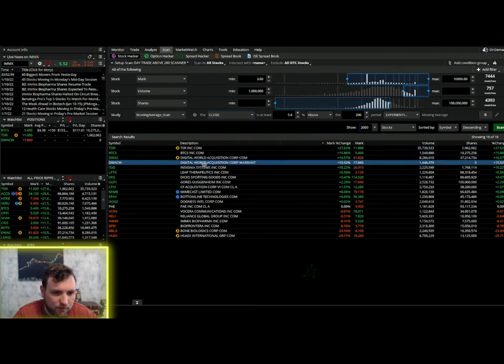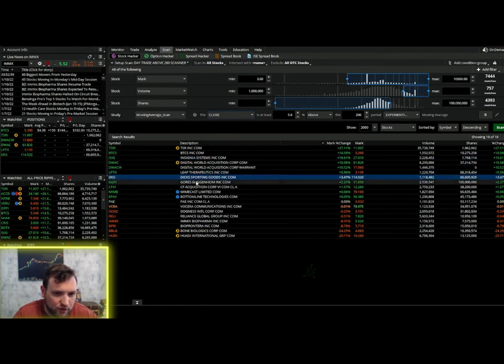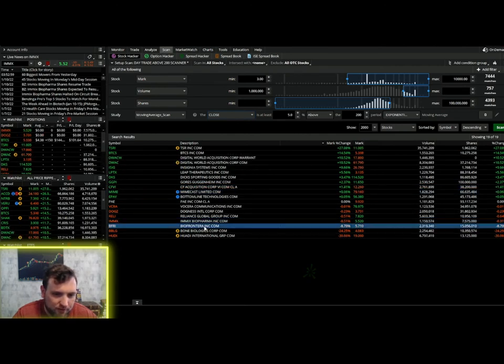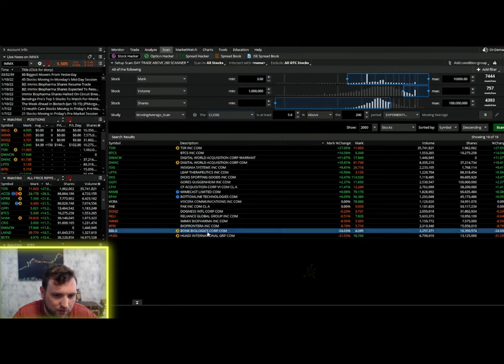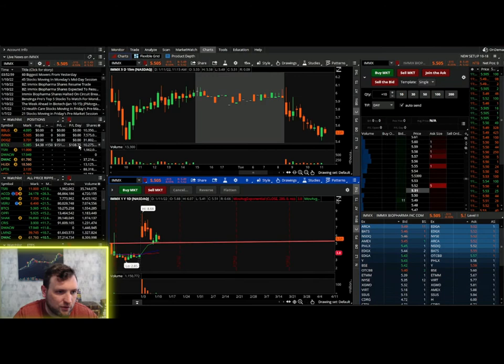All right, so let's just throw them all on there for now, and then we're going to manually go through and check the ones that I would continue to watch. We'll even throw the red ones on here, because even though they're red on the day, they still are above the 200 moving average, or they should be according to the scanner. So let's go check and see.